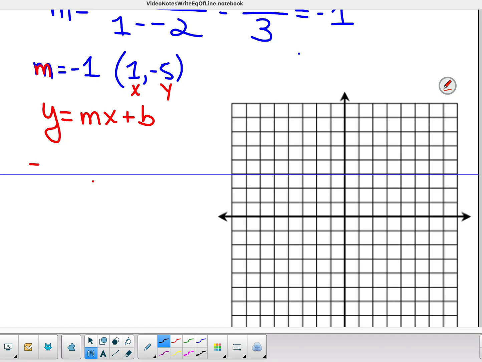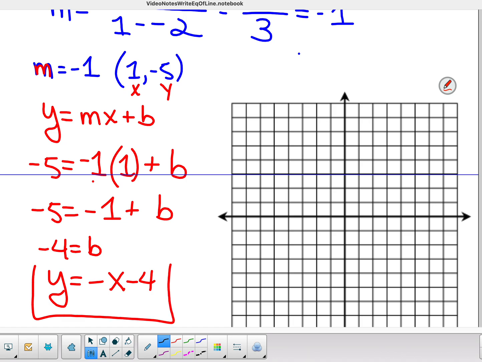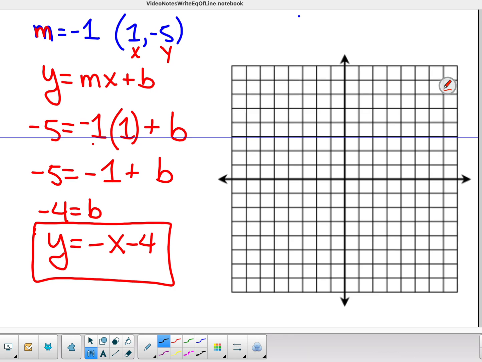Y becomes -5, m becomes -1, x is +1, and b is the only variable in the equation. So I have -5 equals -1 times +1 plus b. I add 1 to both sides, and b is -4. So the equation of my line, x and y stay variables, m and b become numbers. My slope was -1, so I'll just say y equals -x minus 4. This is the equation of my line, and let's analyze this on the graph.